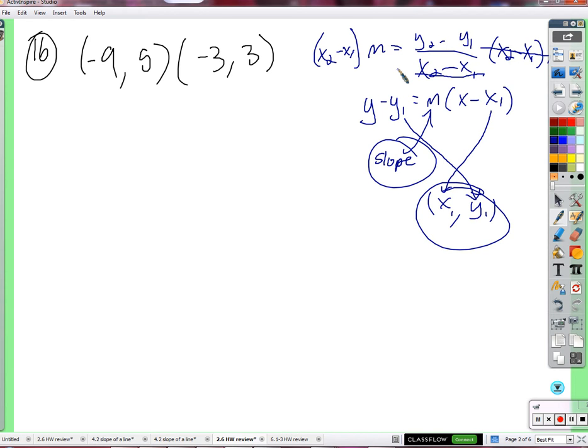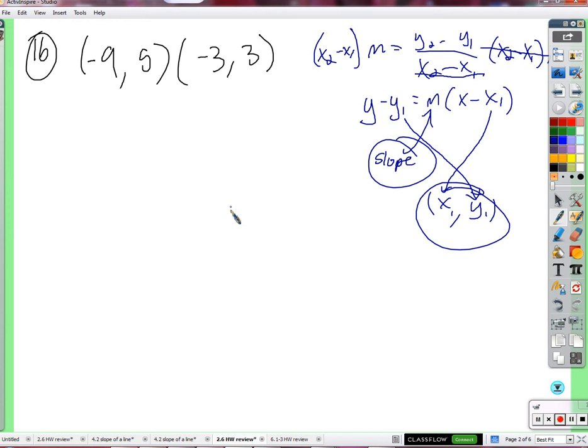I can also use the slope intercept form, and if I forget, you can remind me to show you how we can use the slope intercept form. So what we need is a point and a slope. Here we have 2 points, so we can choose either of the 2 points, but we don't have a slope.